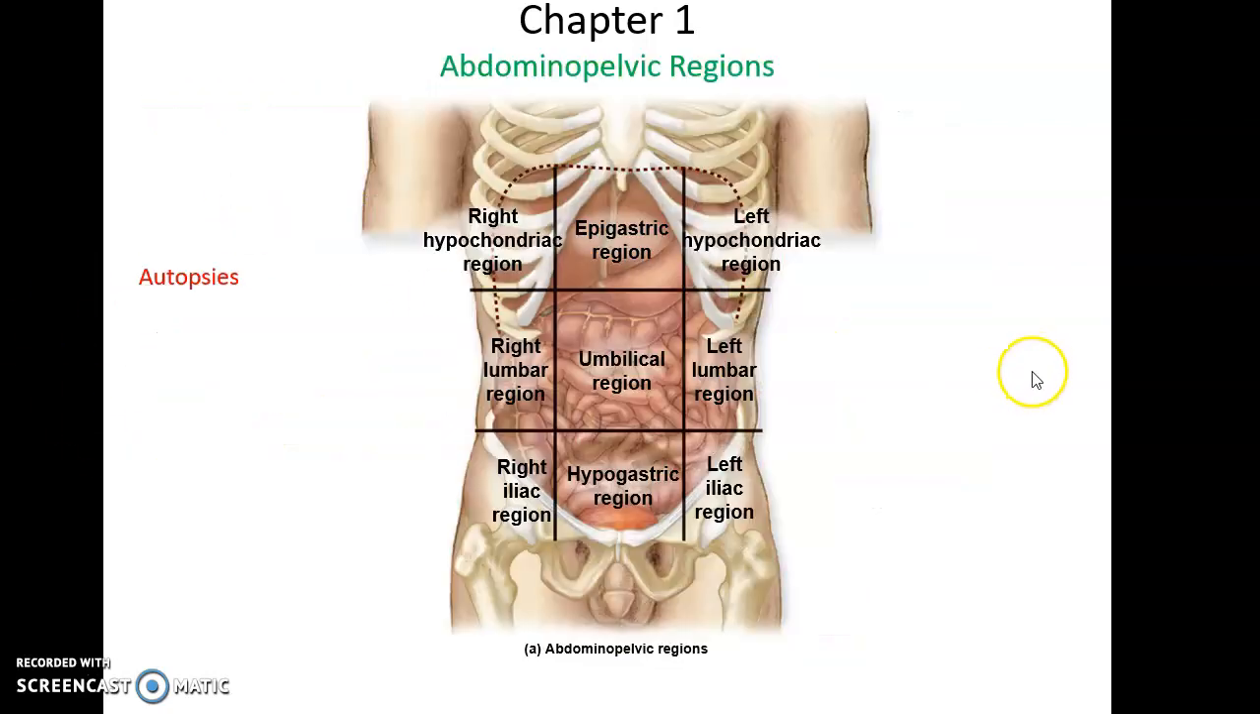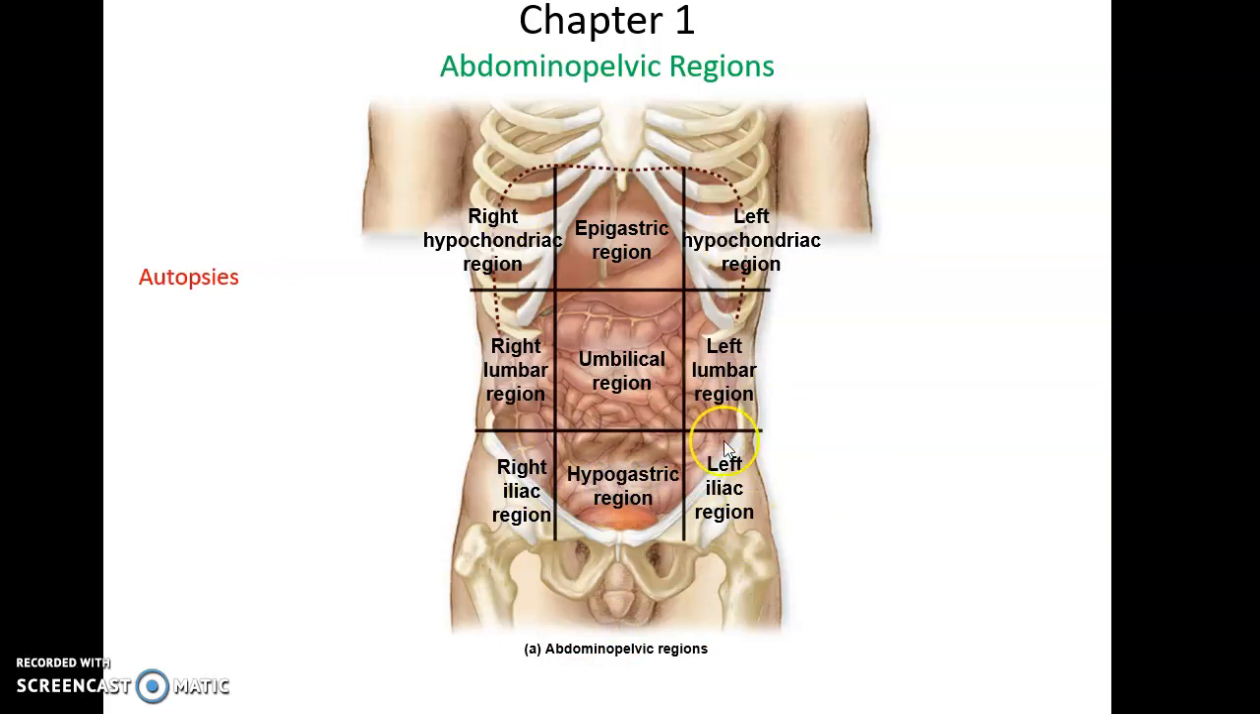All right, you can cut up the abdominal pelvic cavity into 9 regions, the 9 abdominal pelvic regions. So it forms sort of a tic-tac board, as it were. And then the regions would be right hypochondriac region, epigastric region, left hypochondriac region, right lumbar region, umbilical region, left lumbar region, right iliac region, hypogastric region, and left iliac region.